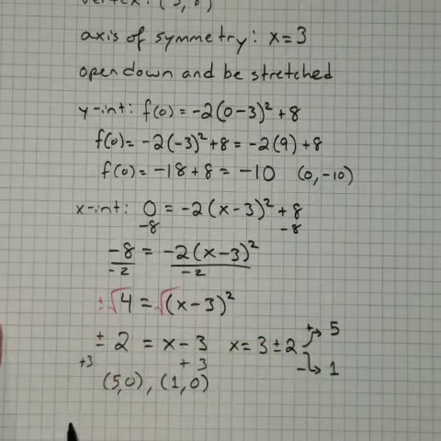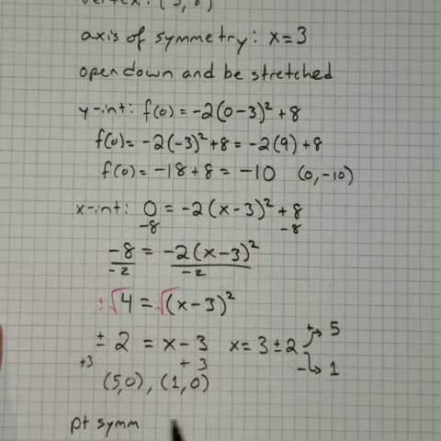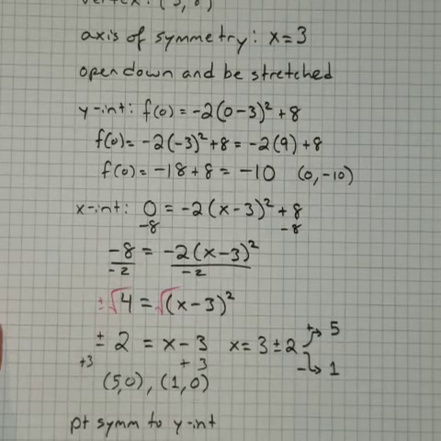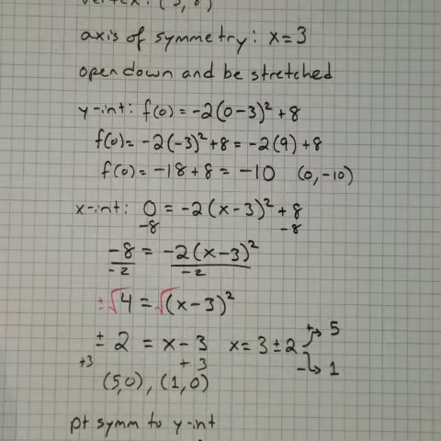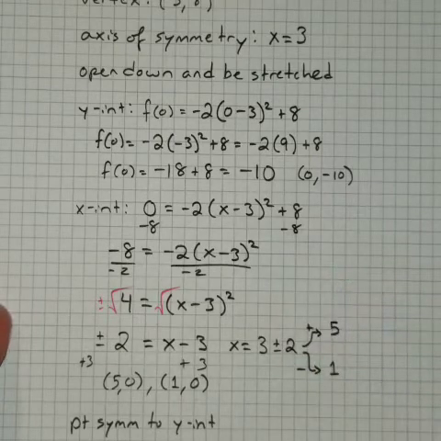So I'm going to call that the point symmetric, I'm abbreviating here, to the y-intercept. Now on this one, what's going to happen is the y value is going to be the same, the symmetric point, so it's going to be at negative 10 high.